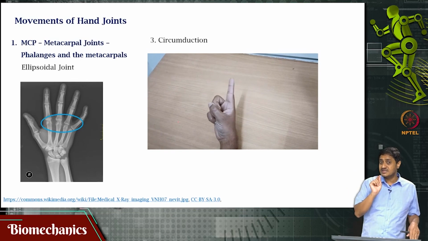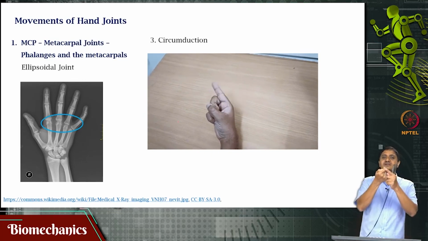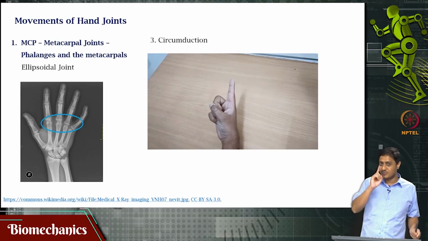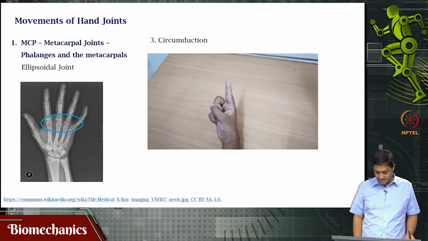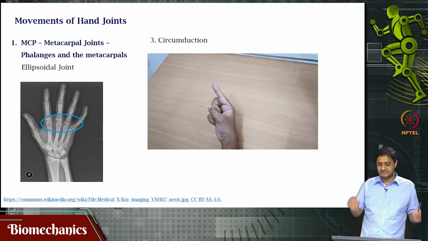Remember, you can only do this at the MCP joint, at the metacarpophalangeal joint. You cannot, for example, do it at the interphalangeal joint. That is not possible because the interphalangeal joints are hinge joints with 1 degree of freedom. Remember that. You cannot rotate like this. Just try to do that, you will realize that it is impossible.